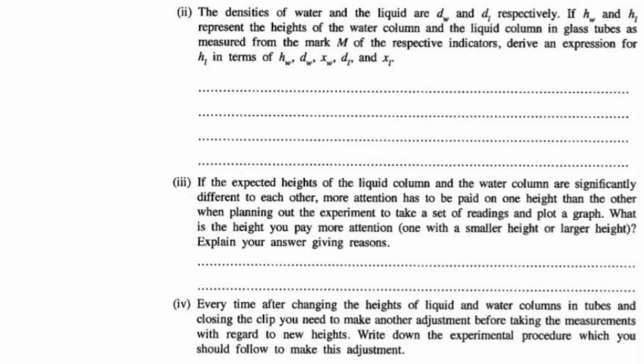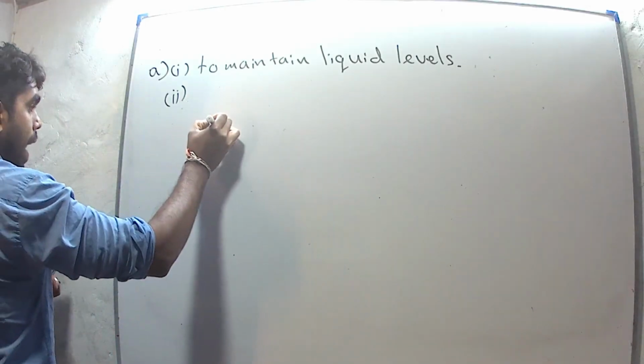In part 2, the densities of water and liquid are dW and dL respectively. If HW and HL represent the heights of the water column and liquid column in the glass tube as measured from the mark M of the respective indicators, derive an expression for HL in terms of HW, dW, XW, dL and XL. I will draw the diagram.